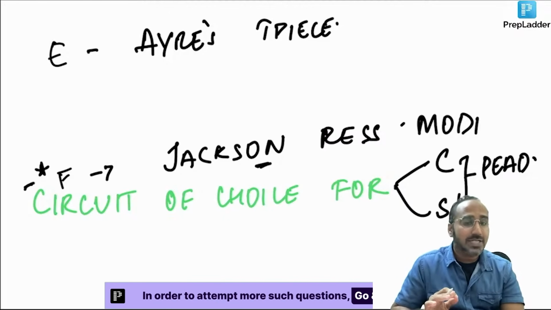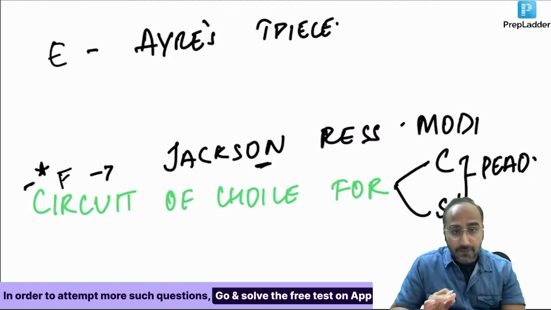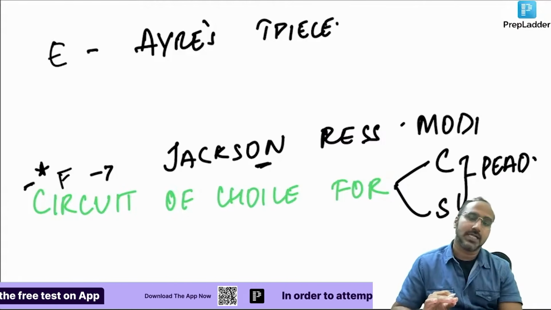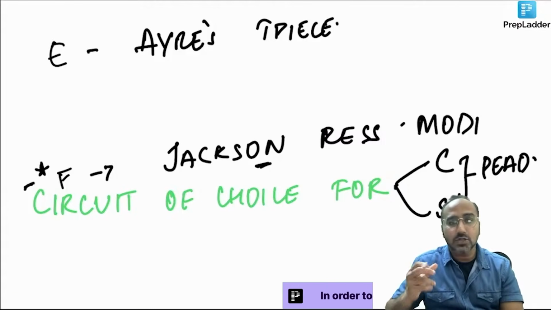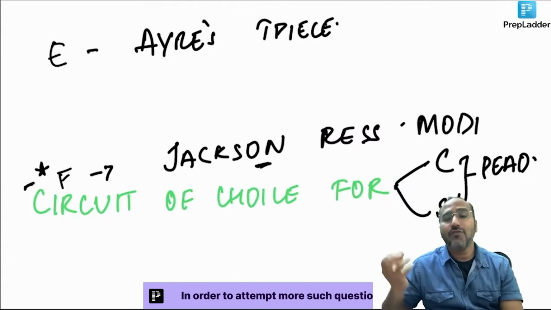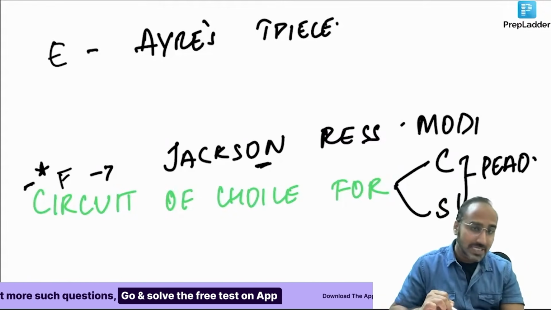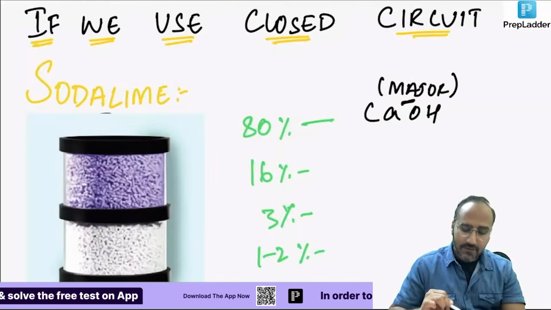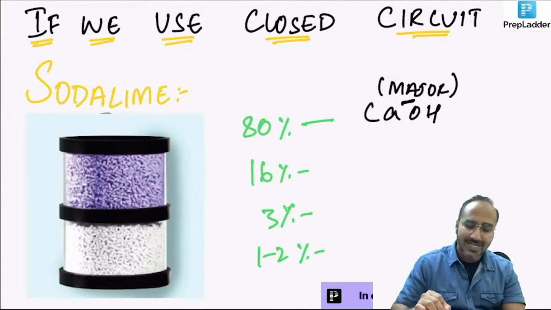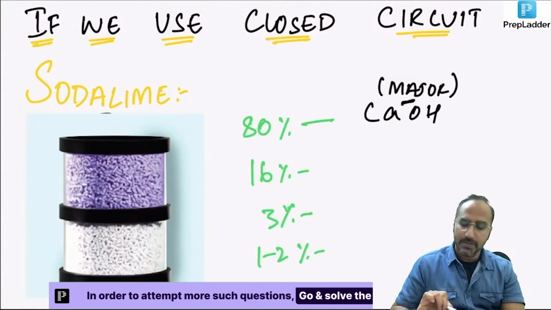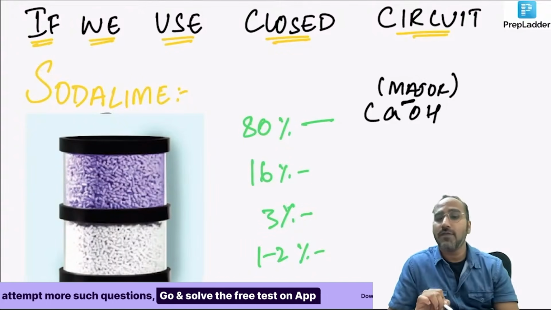But now, guys, this was regarding the semi-closed circuit. If you are not using a semi-closed circuit, you might use a closed circuit for anesthesia. In a closed circuit, there is no expiratory valve. So where will the exhaled carbon dioxide go? Exhaled carbon dioxide goes into a chamber where it is absorbed with the help of this. What is this called, guys? This is called soda lime.